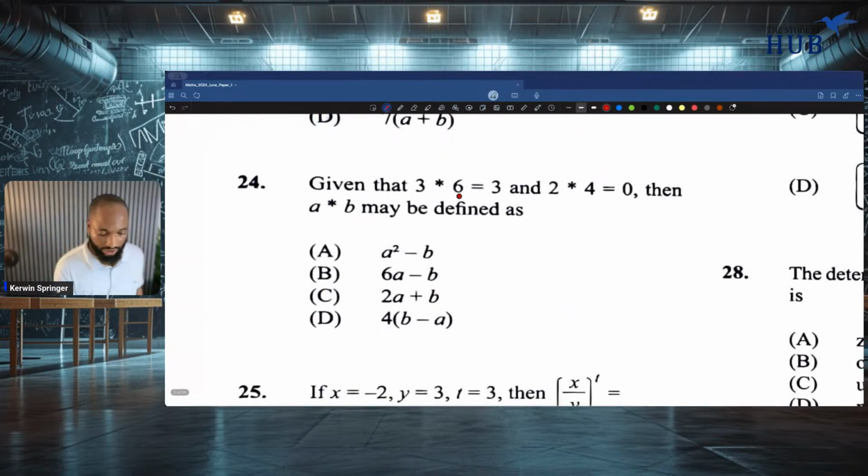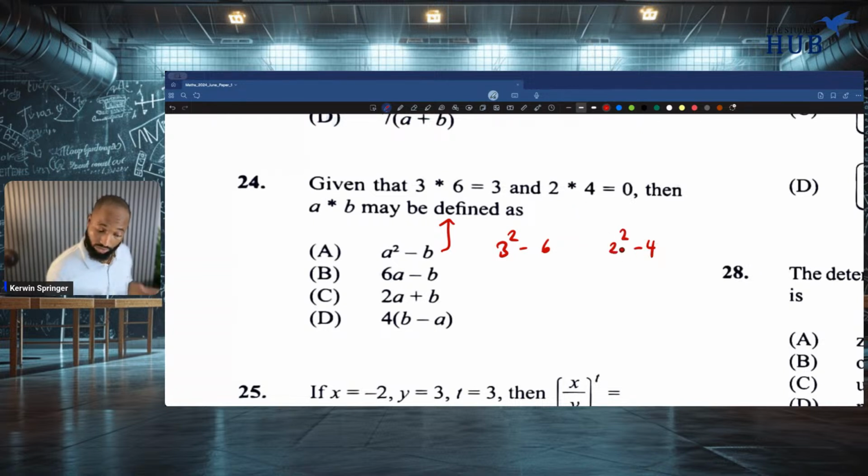Given that 3 star 6 is 3 and 2 star 4 is 0, then a star b may be defined as. So let's see which one works. So 3 star 6 is 3 and 2 star 4 is 0. If it's a squared minus b, will that work? 3 squared minus 6 is 3. Okay. How about 2 squared minus 4?